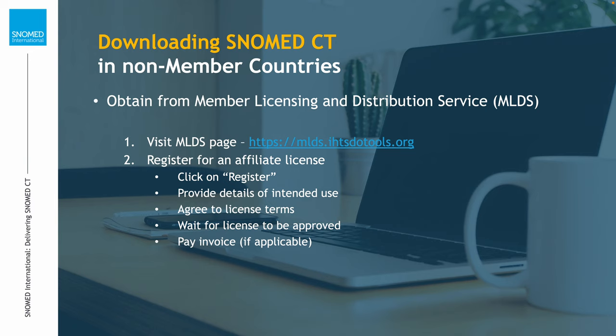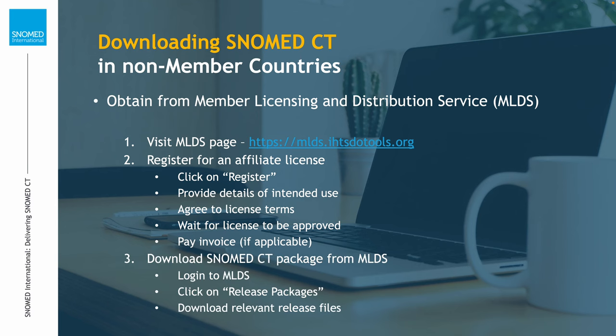You must provide details about the way you intend on using SNOMED CT and agree to the terms of the license. After your application has been approved, you will be assigned an affiliate number. If applicable, you'll be sent an invoice based on your planned use of SNOMED CT. And once the invoice has been paid, you will be able to download the release files. To download SNOMED CT in a non-member country, log in to MLDS, click on Release Packages, and then download the relevant release files.